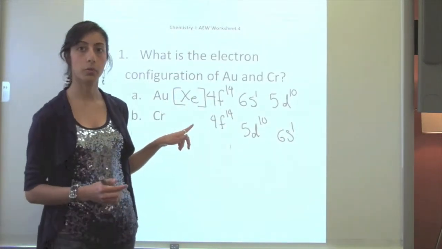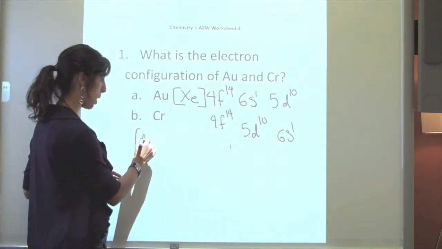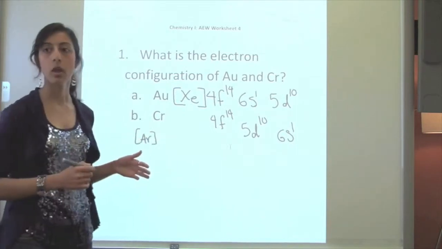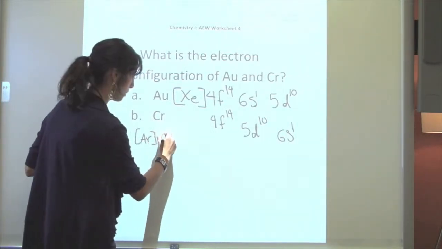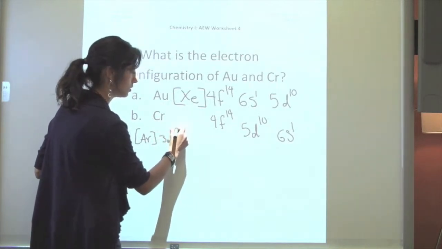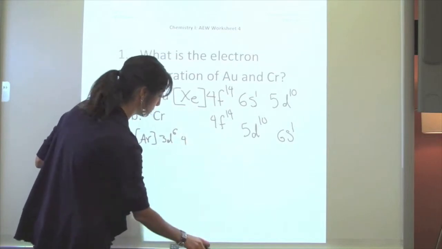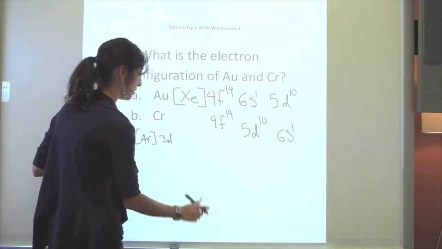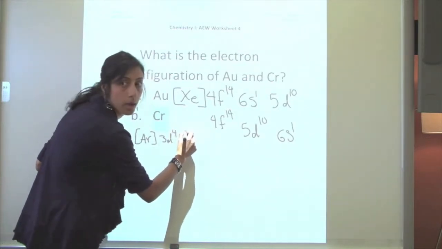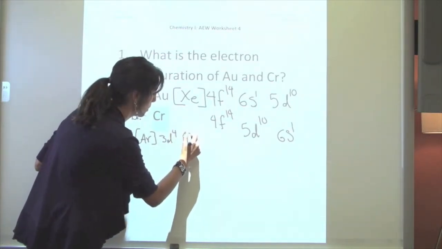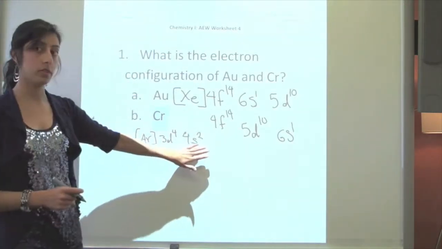Now let's do it for chromium. The noble gas that comes right before is argon. And then we have, let's see, 3d4 and a 4s2. Once again, this is the wrong one.